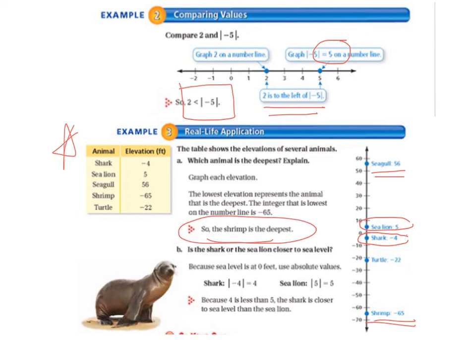The shark's absolute value of negative 4 equals 4. The sea lion's absolute value of 5 equals 5. Because 4 is less than 5, the shark is closer to sea level than the sea lion.